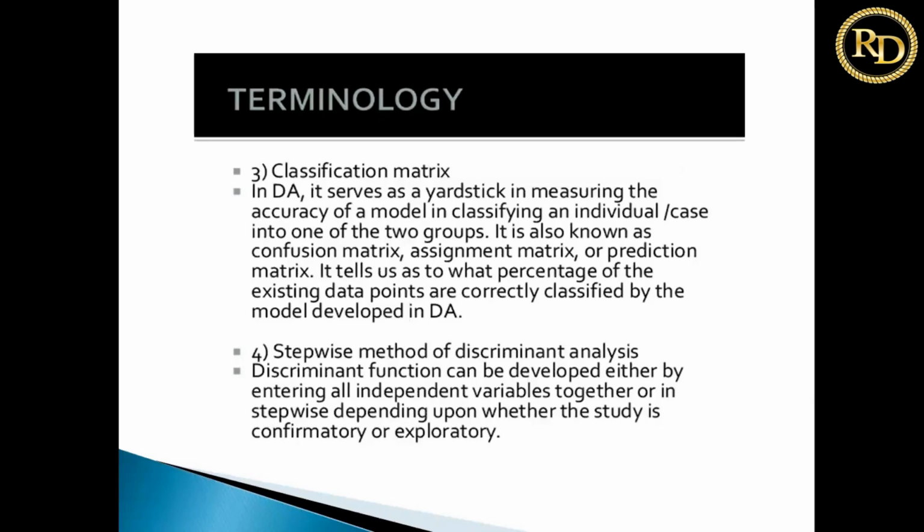Now the classification matrix in discriminant analysis serves as a yardstick in measuring the accuracy of the model, that is the discriminant function, in classifying an individual, case or unit into one of the two or more groups. It is also known as the confusion matrix, assignment matrix or prediction matrix. It tells us what percentage of the existing data points are correctly classified by the discriminant function developed in the analysis. On the basis of that, we will be able to check which discriminant function is going to classify the units more accurately.